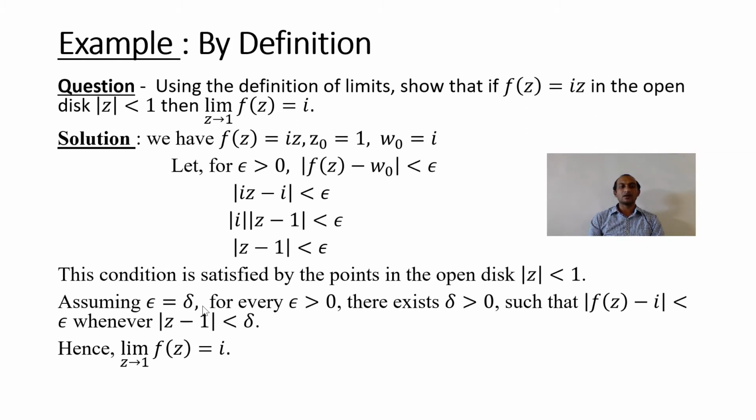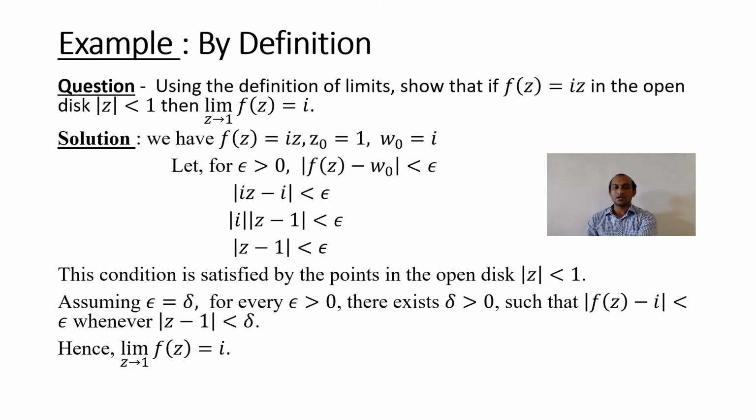So assuming epsilon equal to delta, then by definition for every epsilon greater than 0 there exists a delta greater than 0 such that mod of f of z minus i less than epsilon whenever mod z minus 1 less than delta. Hence, limit z tends to 1 of f of z equal to i, which is our required solution.